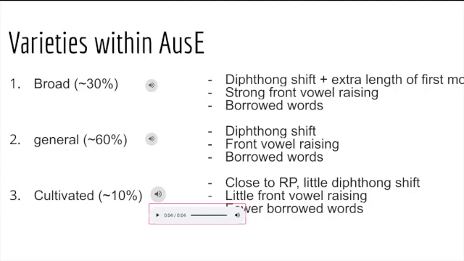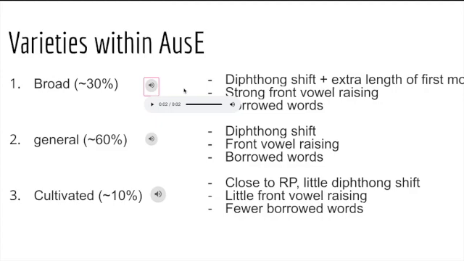which was very common in broadcasting systems before the 1970s, whilst the general accent is mostly spoken in the metropolitan areas. Broad accent is most common in the rural areas.